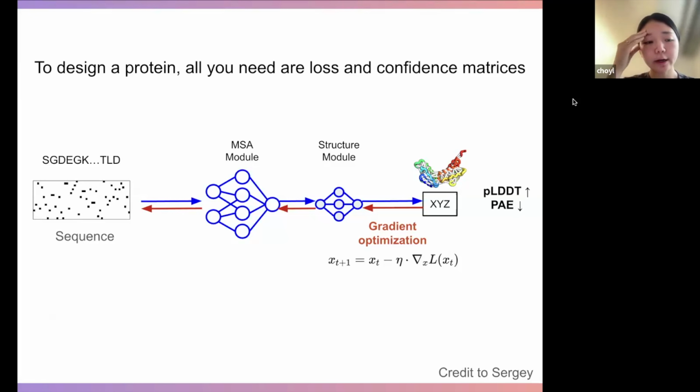So the thing people figured out is that since these structure prediction models work with any kind of sequence, any random sequence, what if we initialize this whole process with a random sequence, get some scores, and then backpropagate the score using gradient optimization back to the input sequence, and repeat this process until getting a high confidence score? For example, maximizing the pLDDT score but minimizing the PAE score.